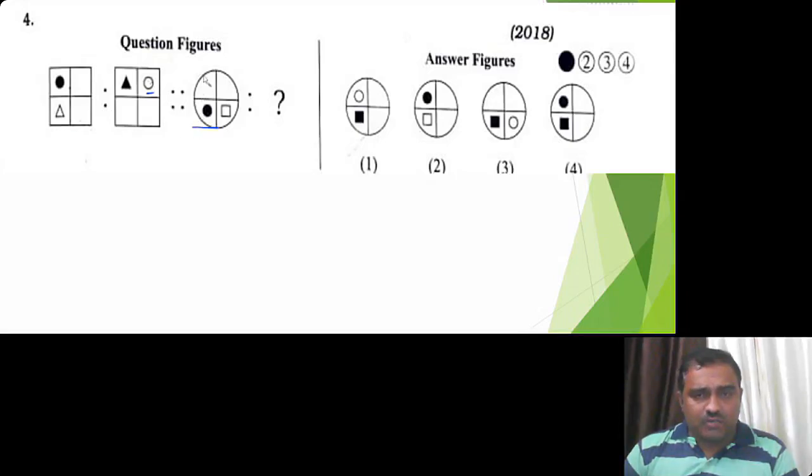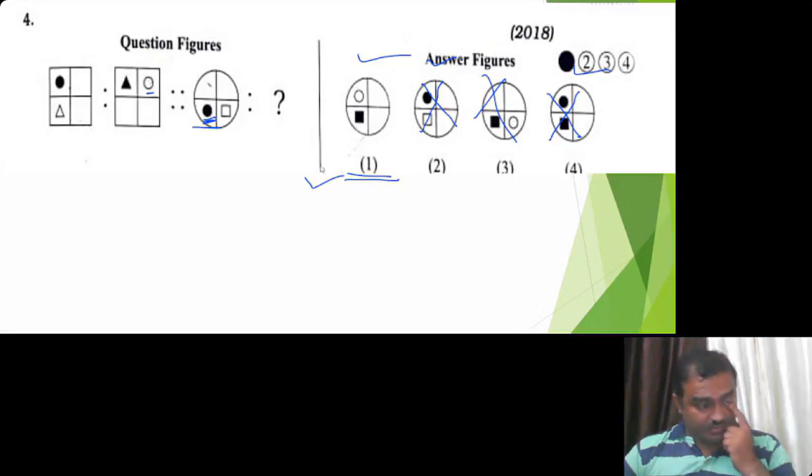Circle is there, circle will go up. So where is the circle? At up, it is here, it is here, it is not here. So this figure will be cancelled. Now circle was colored here, so now circle will be without color. So where it is colored here, this figure is cancelled. It is colored here, so this figure is cancelled. So we have only one option left, that is option number 1.